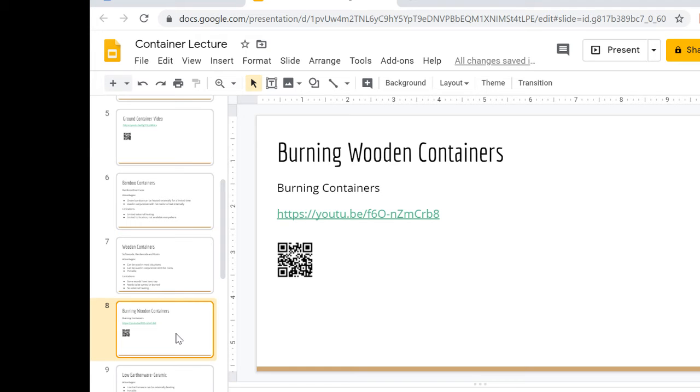This one I don't like to use too much in class because there's always the risk that somebody could get an ember in their eye, or somebody could walk upwind of somebody else, move that container around and have an ember drift on somebody else. So I normally have the class make ground containers or carve their containers.